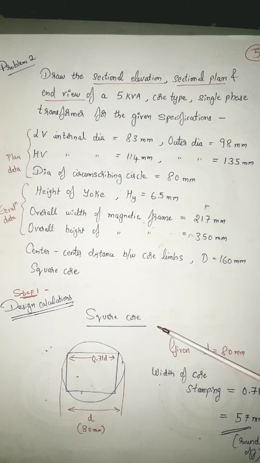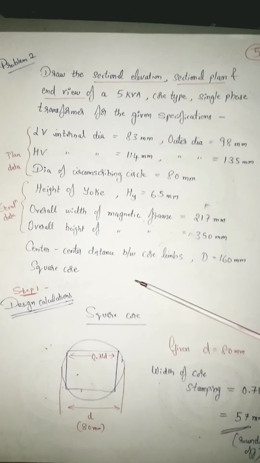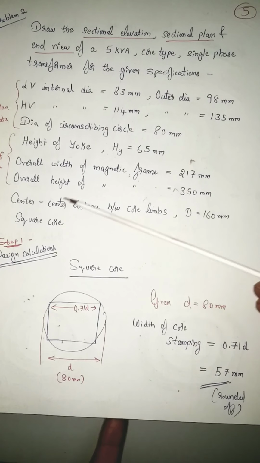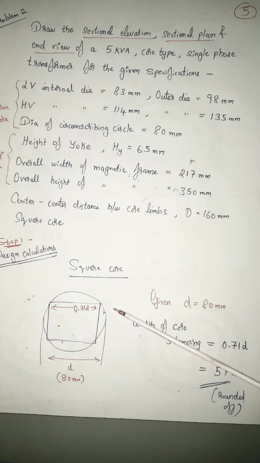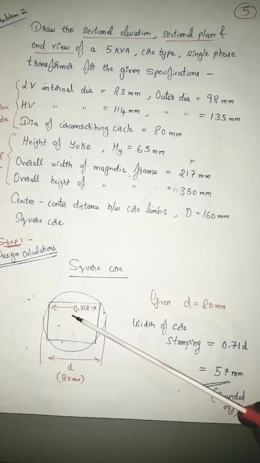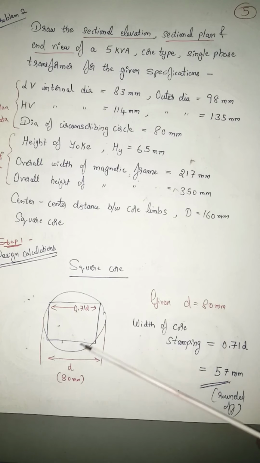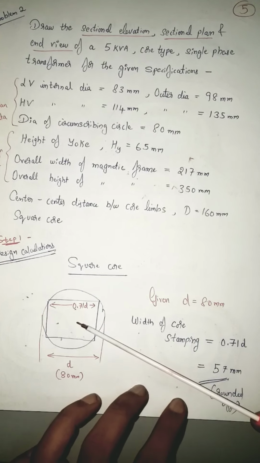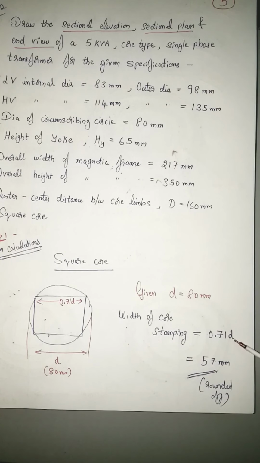First let us go for design calculations, that is the core calculations. Here they have given square core. As per the electrical machine design, we know the dimensions of the square core as 0.71 D, where D is the diameter of the circumscribing circle. In this problem, diameter of the circumscribing circle is given as 80 mm. So width of the core stamping, whatever you can see here, is given by 0.71 into D. So this will give you 57 millimeter. So basically it will be 56.8 around. So when you round it off, it becomes 57 mm, which will be easier for us to draw.